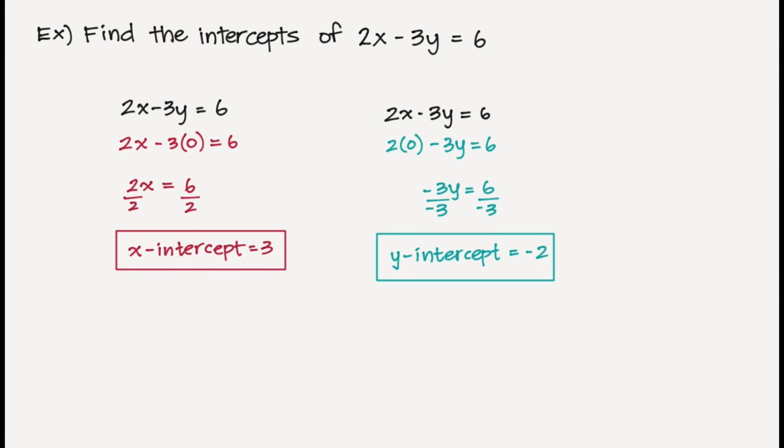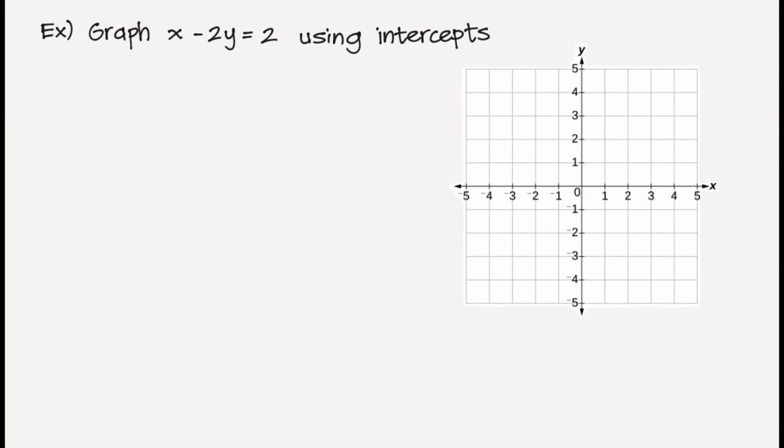Okay, so let's put this skill to use now to actually graph a line. So I'm going to graph x minus 2y is equal to 2 using intercepts. So I'm going to rewrite my equation to find the x-intercept. So x minus 2 times 0 is equal to 2. And I find that just the x-intercept is equal to 2. So that was pretty easy to find. I'm going to put a 2 on the x-axis, and now I'm going to move on to the y-intercept.